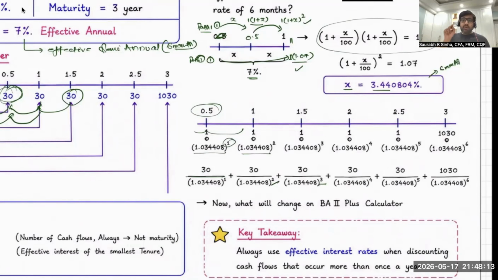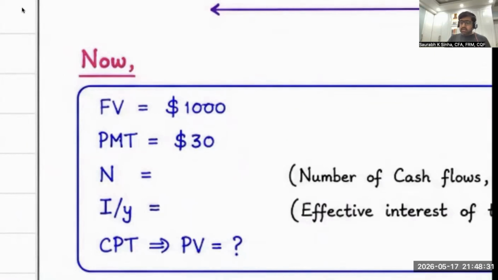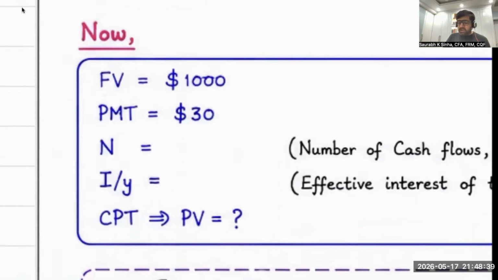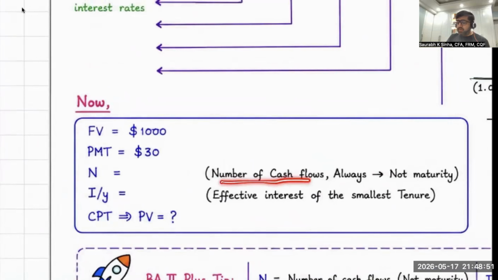Now your cash inflow timing and your effective interest rate are matching. That's why you can solve this question. Now you can also solve this question directly on the BA II Plus calculator, but you have to be cognizant about two pieces of information which will change. Those two are N and I/Y. So face value is 1000, it remained 1000. Coupon came to be 30, so PMT is 30. No brainer. But what is N? Going forward, N is not the maturity of the bond. Going forward, N is the number of cash inflows. Always. Not maturity. It is going to be the number of cash inflows.